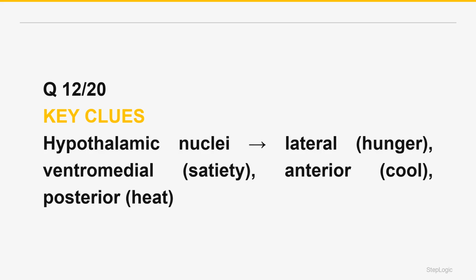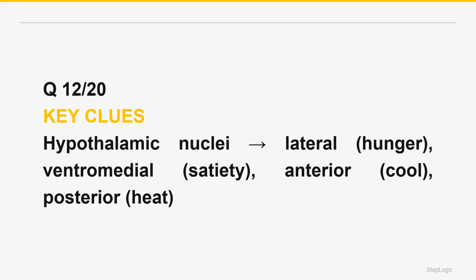The hypothalamus has discrete nuclei with specific jobs. The lateral nucleus drives hunger. Lateral lacking food makes you hungry. Destroying it causes anorexia and weight loss. The ventromedial nucleus drives satiety, ventromedial very much satisfied. Destroying it, for example by a craniopharyngioma or trauma, causes hyperphagia and obesity.